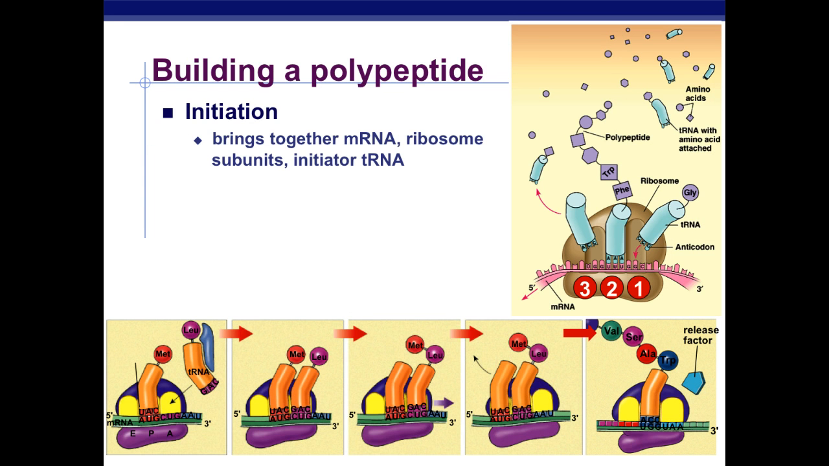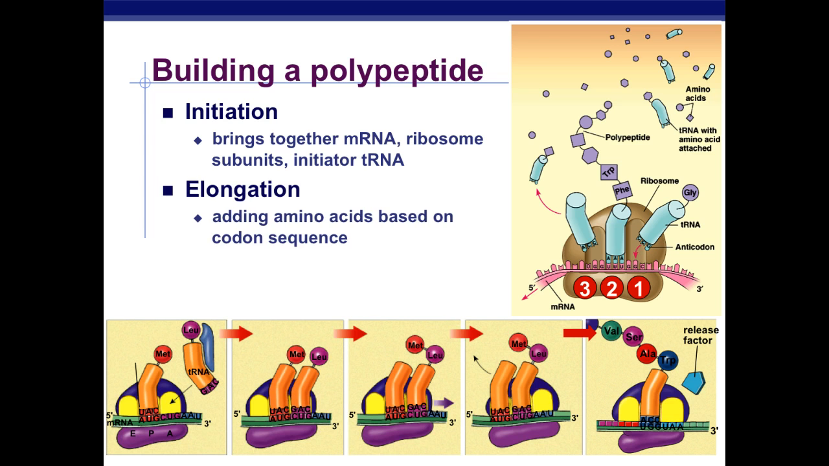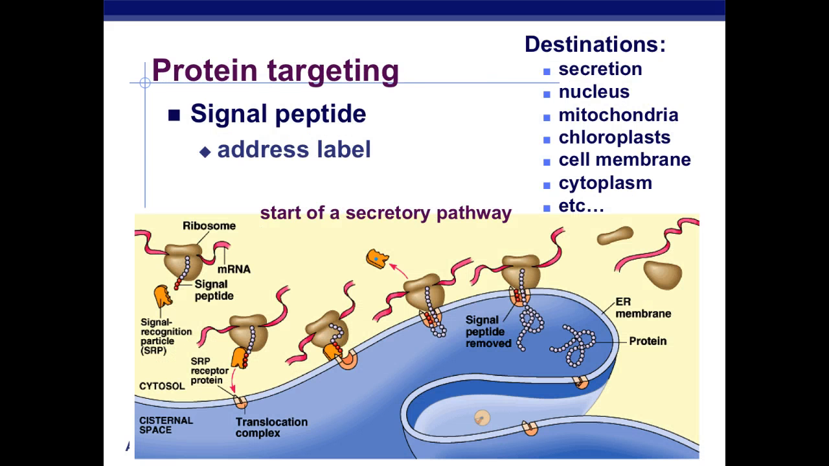So building a polypeptide, you start with initiation, which brings together the mRNA, the ribosome subunits, and the initiator tRNA. There's elongation, so you're adding amino acids onto the codons. And then termination is when you get to the stop codon and it ends the polypeptide chain. So protein targeting.